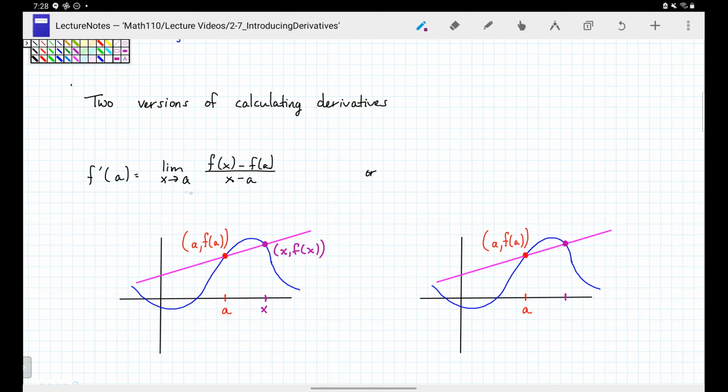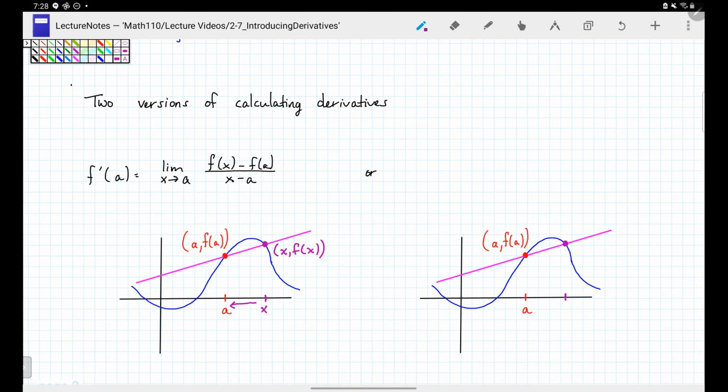And I'm looking at the slope of the secant line, which is the difference in y values divided by the difference in x values, so f of x minus f of a divided by x minus a. And I take the limit of that as x approaches a.